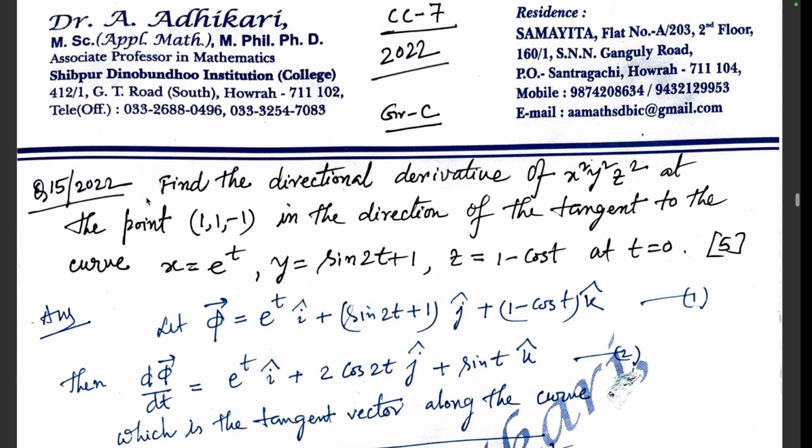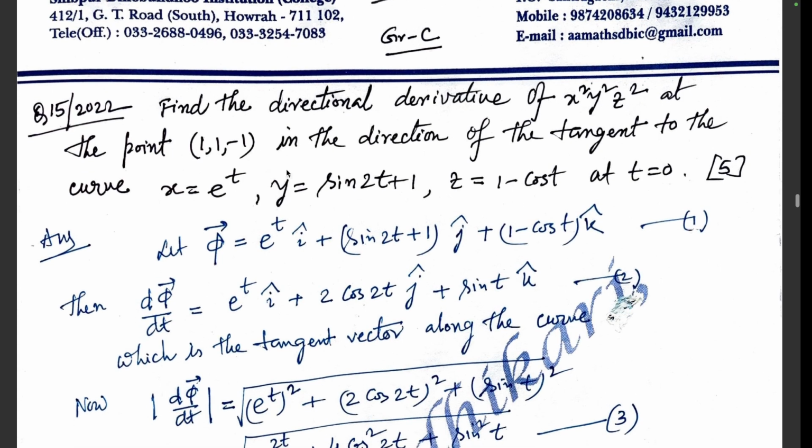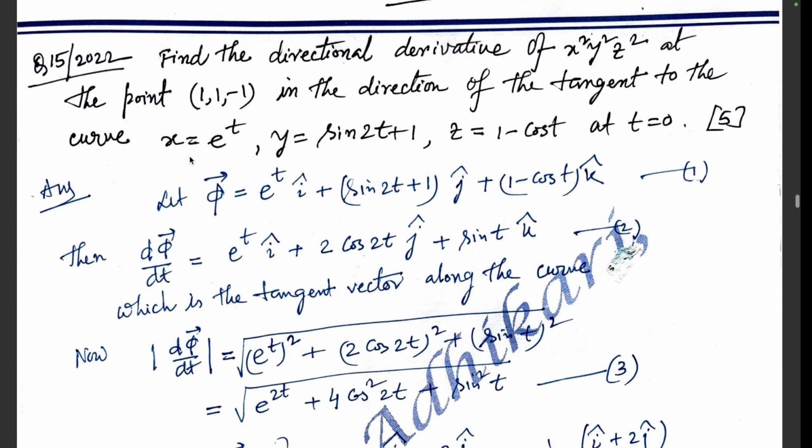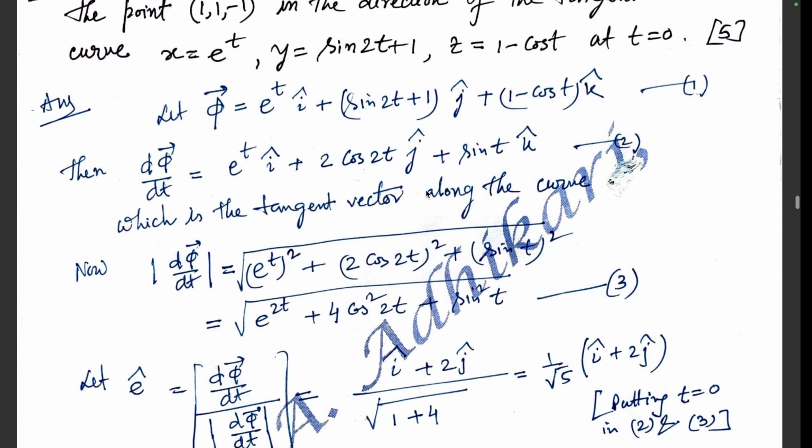This is CC-7 2022 group C, question number 15. Find the directional derivative of x square y square z square at the point (1, 1, -1) in the direction of the tangent to the curve x equal to e to the power t, y equal to sin 2t plus 1, z equal to 1 plus cos t at t equal to 0. Here phi is this function, d phi by dt equal to this, which is the tangent vector along the curve, mod of d phi by dt equal to this.